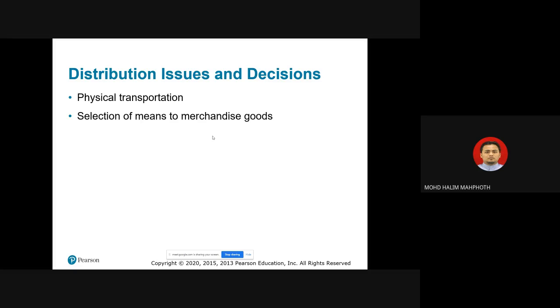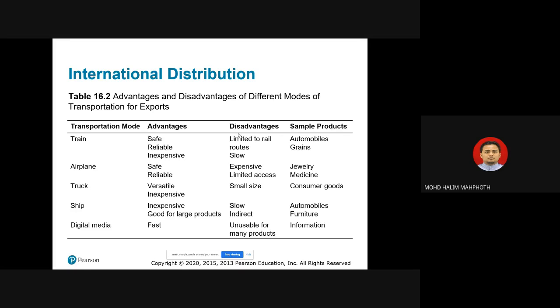Selection of the main mode for merchandise goods: this is something you have to study, what is best to use as the type of transportation for your product to be delivered to your customer. This one is the transportation mode. You can see the train, or airplane, usually called air freight, the truck itself, which in logistics we call a prime mover, and the ship or vessel. This one is more toward sea freight. Or some intangible goods use digital media.